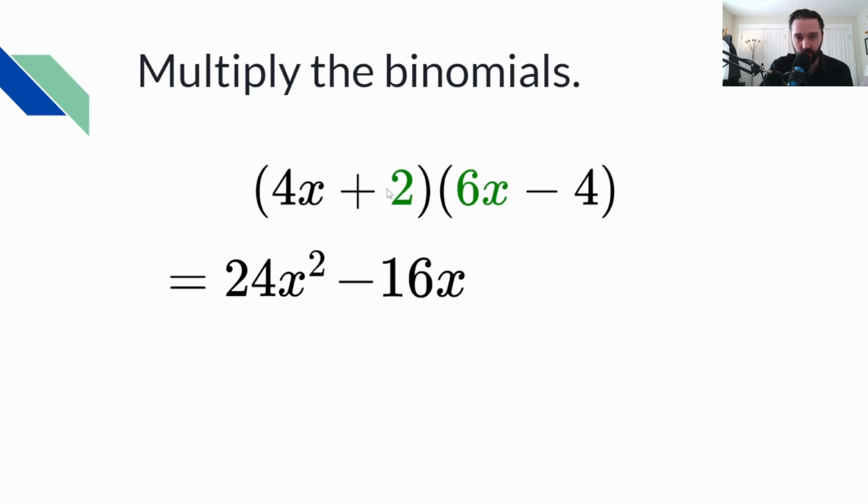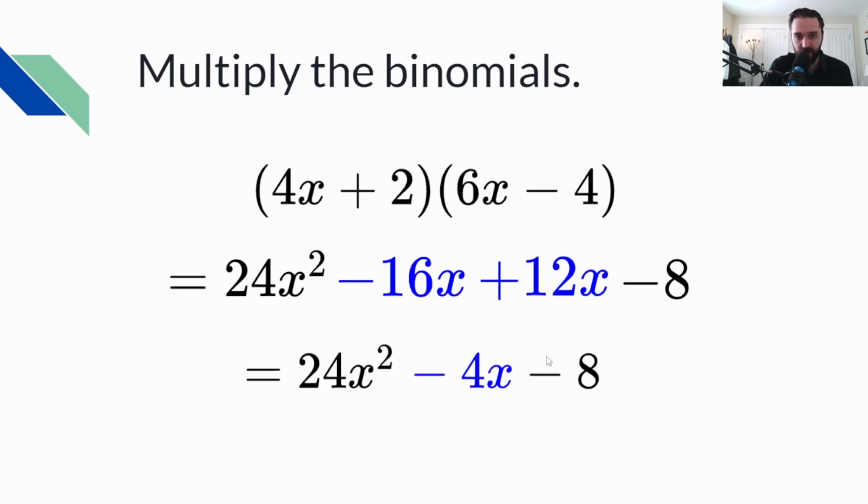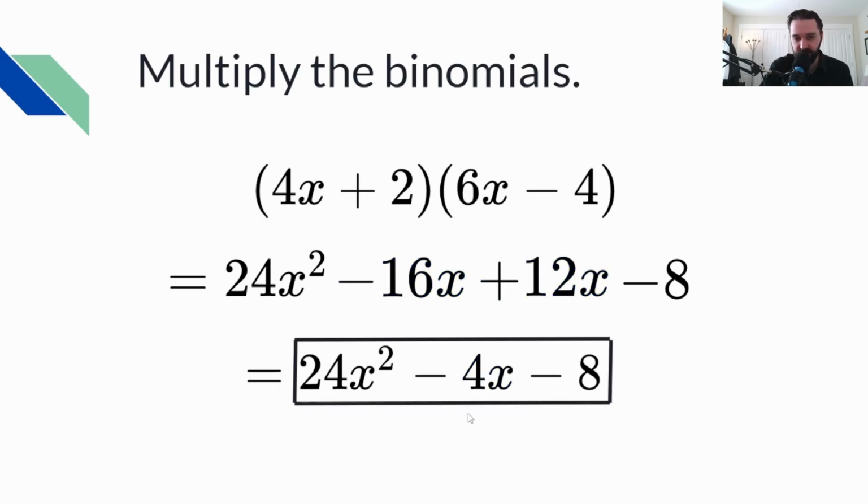My inners here in green are 2 and 6x, so that product is 12x. And my lasts in orange are 2 and negative 4, so that product is negative 8. Next, we need to add like terms. We can see that here in blue, negative 16x and 12x are like terms, so we're going to add those together to get negative 4x. So this is my final solution: 24x squared minus 4x minus 8.